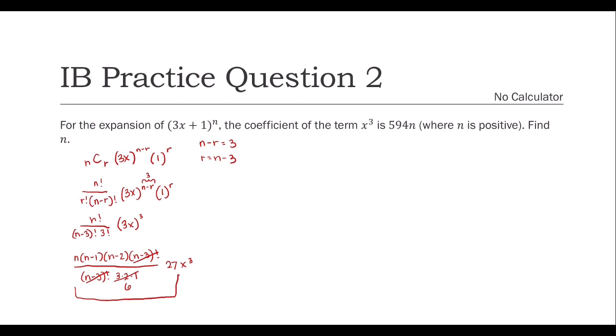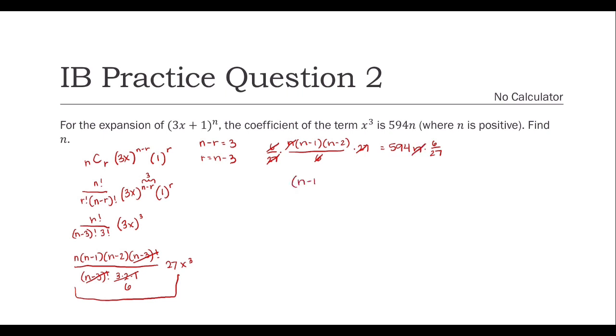And it says our coefficient is equal to 594n. So we have n times n minus 1 times n minus 2 over 6 times 27 equals 594n. So to simplify this, we can multiply both sides by 6 over 27, because then we can simplify the 6 and 27 over here and turn them into 1s. And then we'll also divide by n on both sides, so we can get rid of both n's.